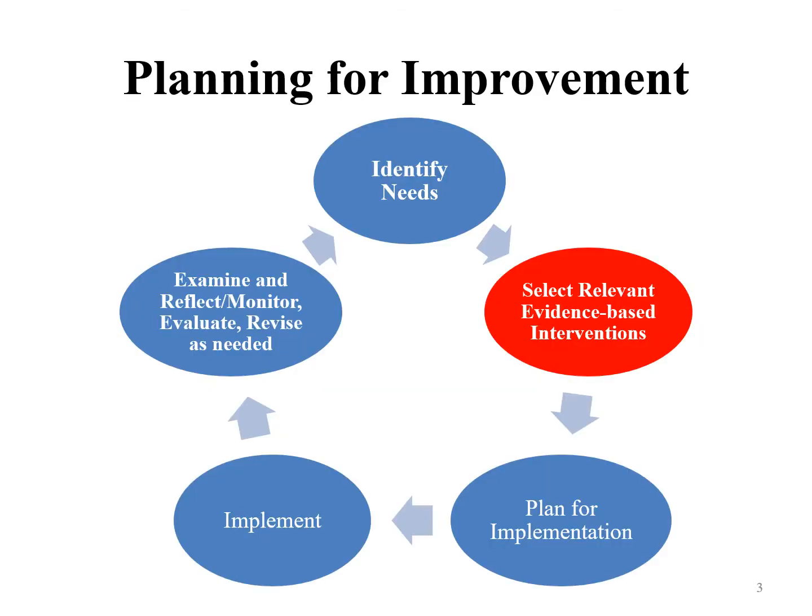This is a model of a continuous school improvement process. Step 1 is to identify strengths and weaknesses through a comprehensive needs assessment. Step 2, once the needs are identified and prioritized, begin to search for and select evidence-based interventions.